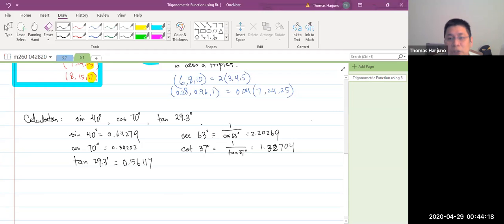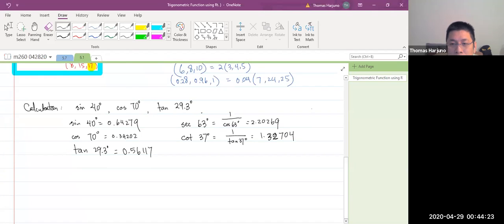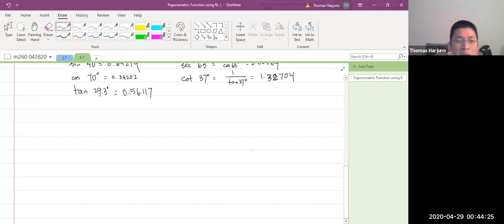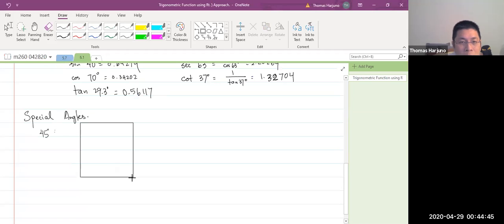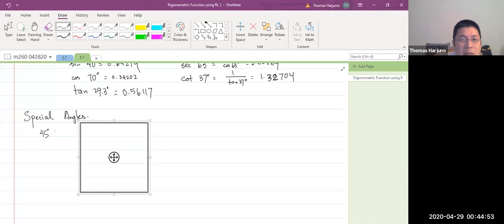Now to close this section, there are some special angles. You need to memorize the values. And instead of just telling you to memorize, I want to derive them. Special angles. The first one is the 45-degree case. The way we derive the 45-degree special angle comes from a square that I bisect diagonally.